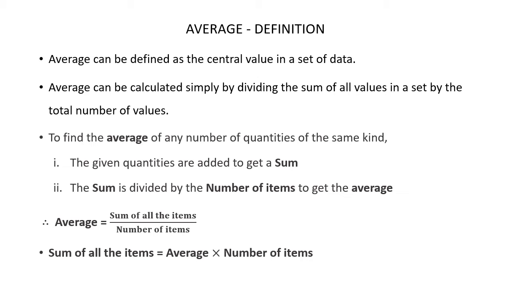This is a very important formula which you have to remember and memorize, so that you can solve problems on the topic average easily. So average is equal to sum of all the items divided by number of items. From this formula, it's easy to find sum of the items. So sum of all the items is equal to average multiplied by number of items.